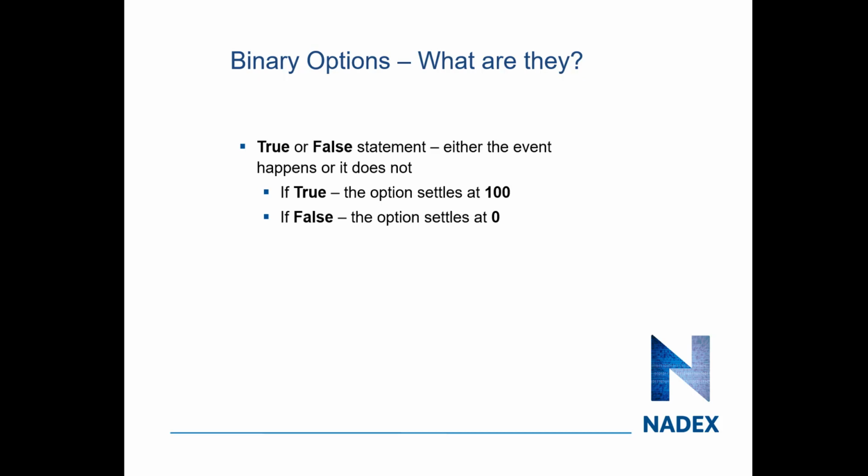It's either the event happens or it does not. At settlement, the option will either settle at 100 or at 0. So if it settles at 100, the buyers, who are basically saying this is true, or answering yes, would get the $100 if it settles true. If it settles false, the sellers, or the people saying that it's false, will get the $100 if the option settles at 0.